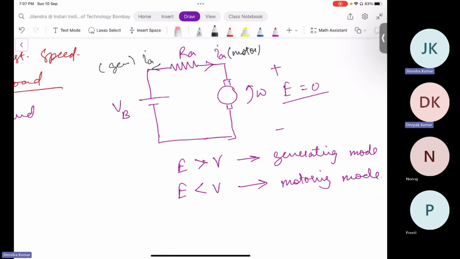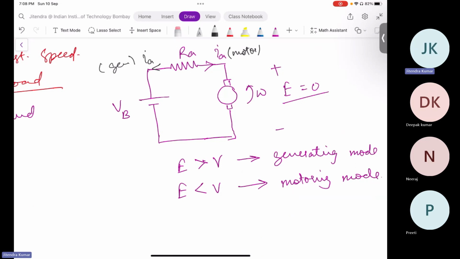If you rotate your rotor at high speed such that it surpasses the value of VB, then you are working in generating mode, and that is what happens in regenerative braking. You might have heard that in electric vehicles they use regenerative braking to charge the battery. How does it happen? It happens in such a way that you brake it and the EMF will be larger than your terminal or DC link battery, and your current is going into the battery rather than coming out of the battery. So it is charging your battery.